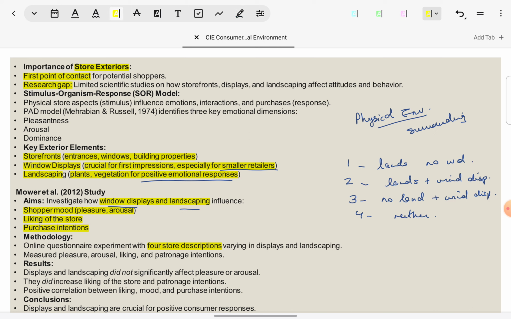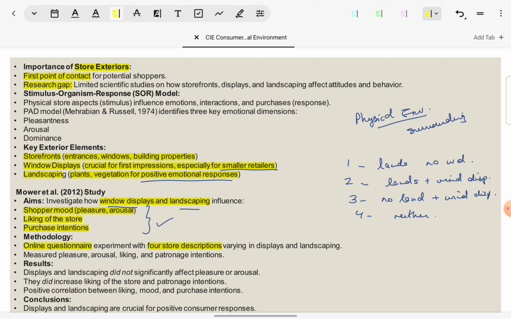So participants had to read one of the descriptions. It was an independent measures design. And then they had to answer a questionnaire which asked them about all those dependent variables which we saw earlier. So after reading the description, did they have an intention to purchase, did they like the store, and so forth.